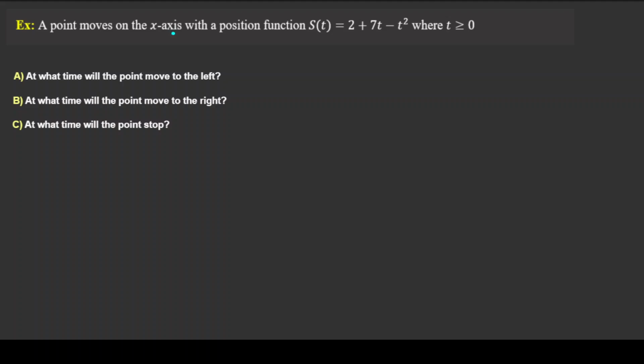And we said when you have a horizontal motion, you must have a position function. Don't forget that guys. When the problem is an example of horizontal motion, you must have a position function.